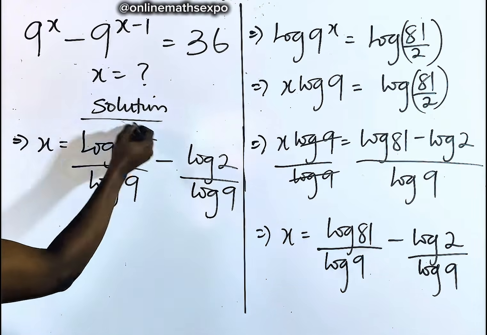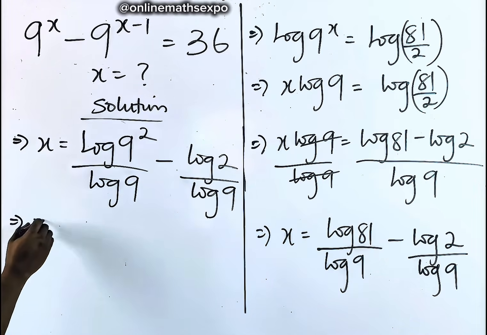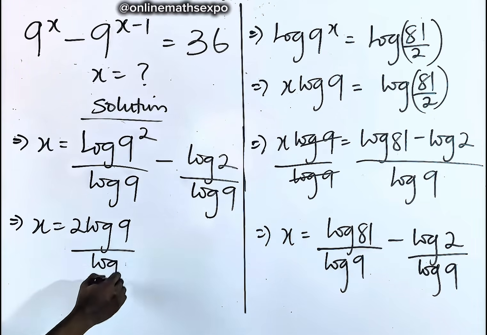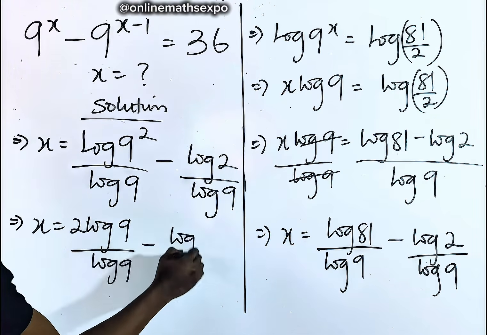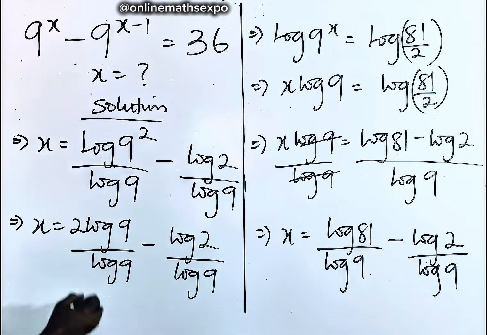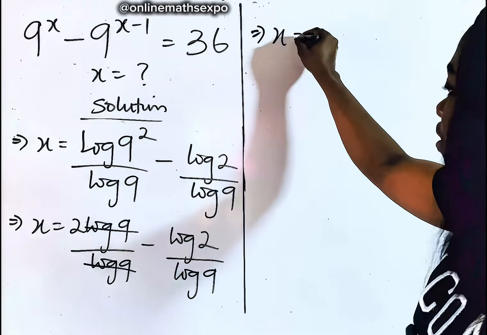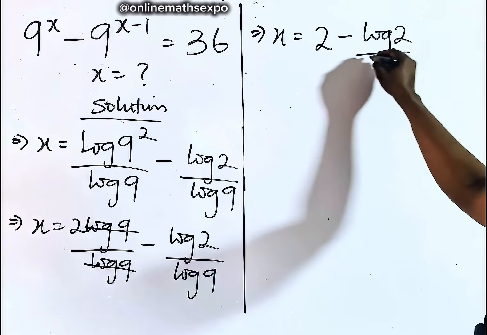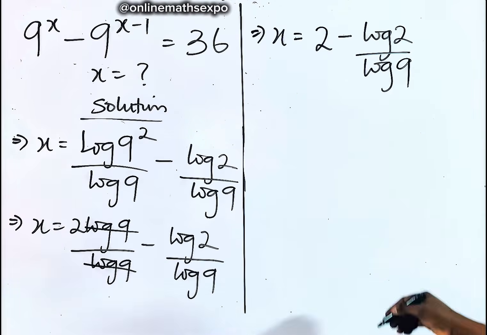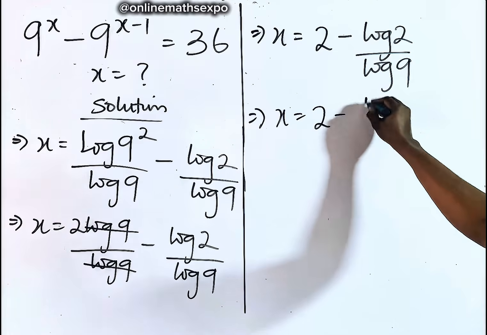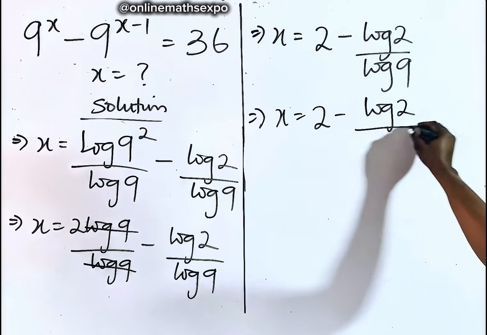Now remember the power multiplies. So we have x is 2 log 9 divided by log of 9 minus log of 2 divided by log of 9. You observe that these two can cancel themselves. So we have x is equal to 2 minus log of 2 divided by log of 9.